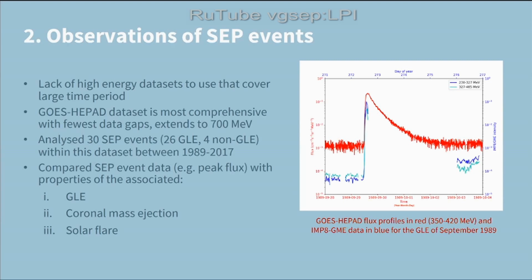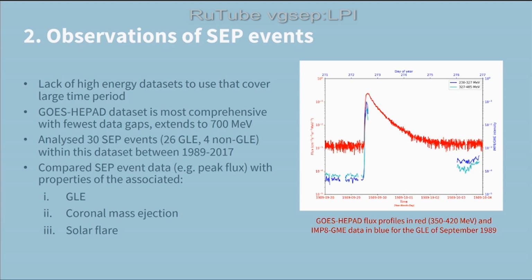So that was my brief introduction. I'm now going to move on to actual observations of these SEP events. There are quite a lot of instruments which are capable of detecting SEPs around 100 MeV or lower. However, as I've said, I'm more interested in the greater than 300 MeV range.